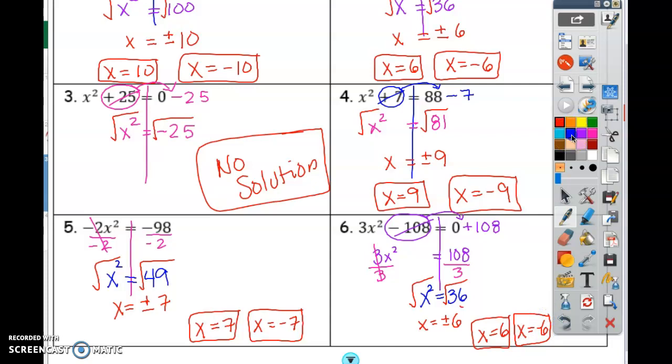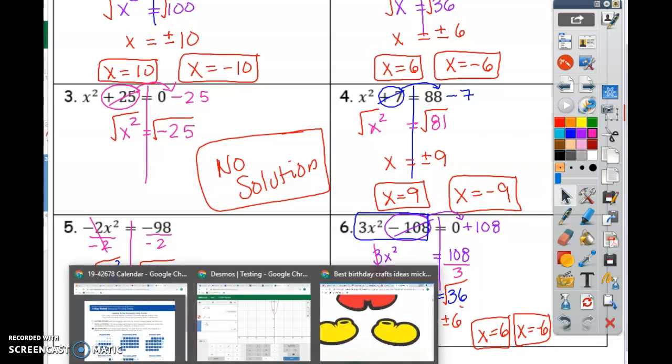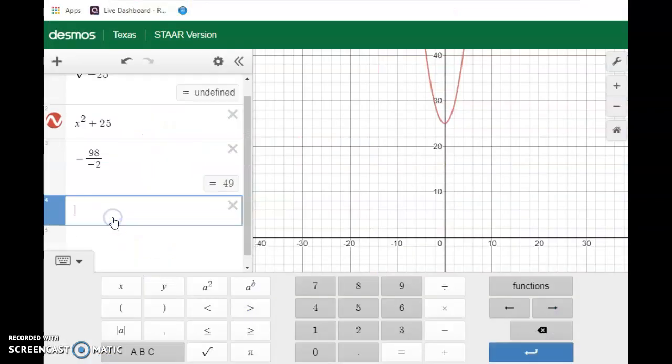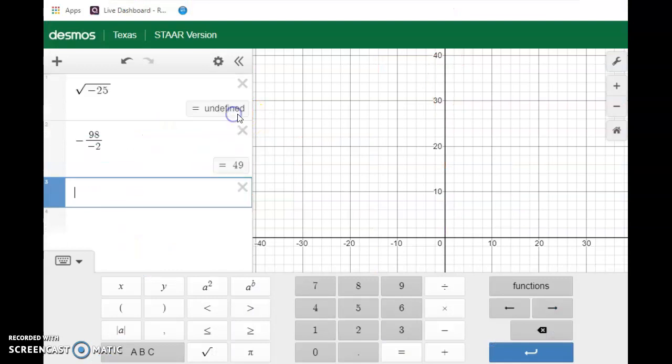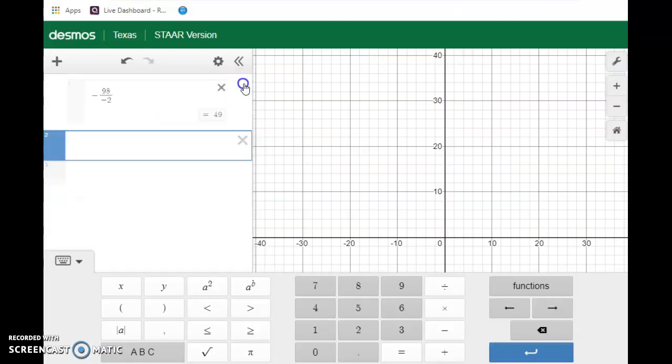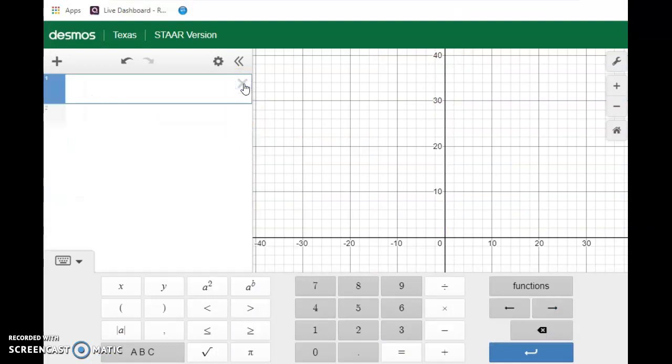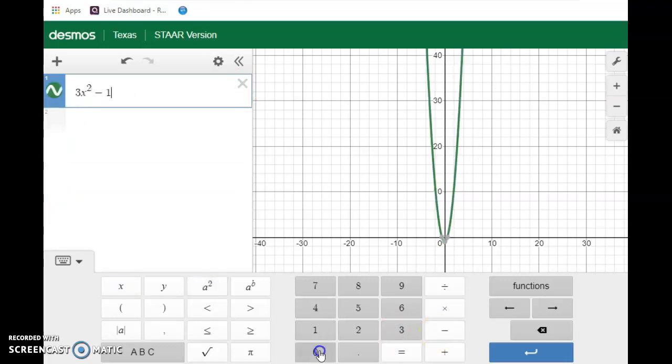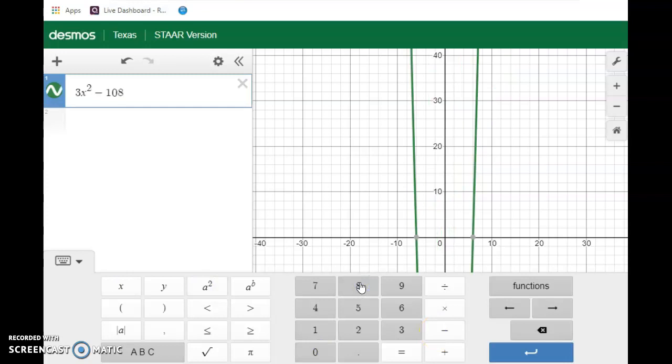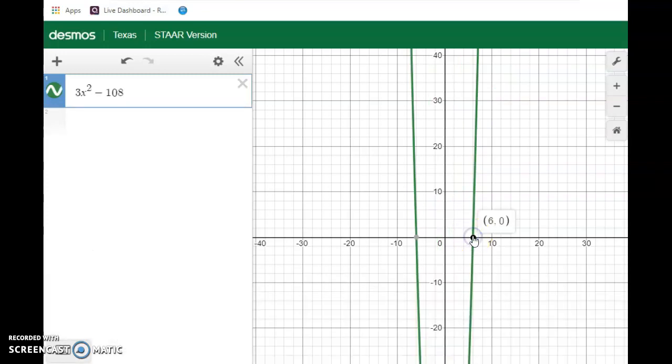Well, you can also type this in Desmos. Let's go type it in Desmos so you can see it. I'm going to delete that one. 3x squared minus 108. Here's one solution, positive 6. Here's the other solution, negative 6.